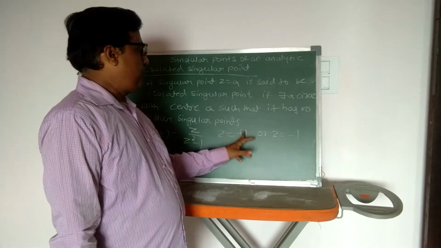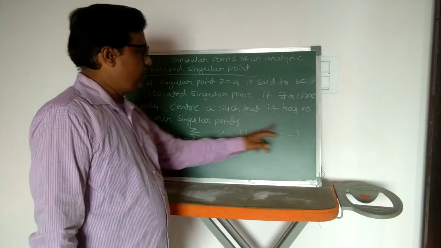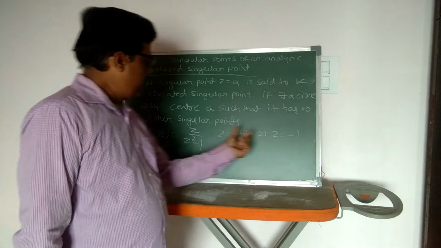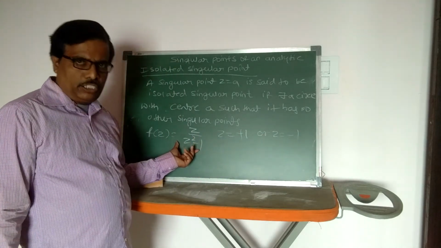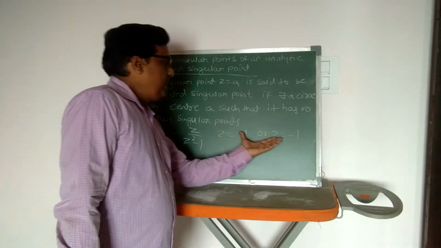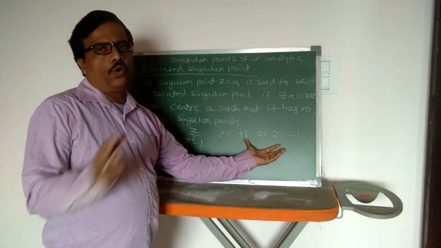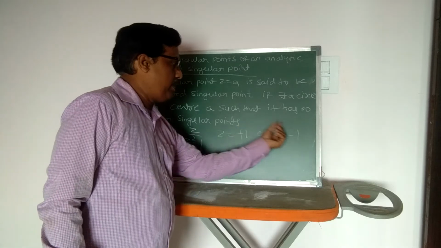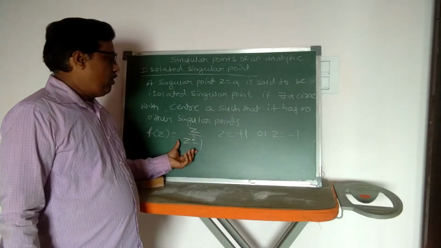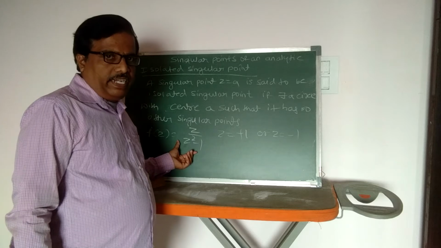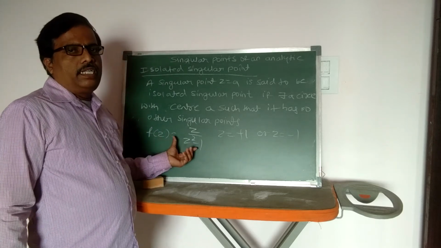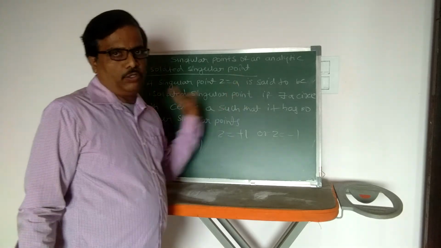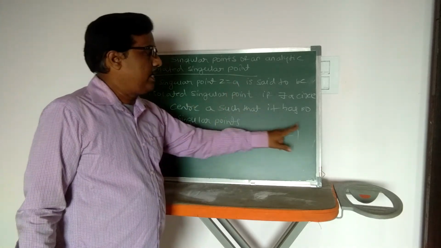So z is equal to plus 1 and minus 1 only for these values, only for z is equal to plus 1 and z is equal to minus 1, this denominator term gets 0. So there are only these singular points and no other singular points. Only for these values of z, plus 1 and minus 1, this f dash of z is going to be infinity, or the derivative of the function does not exist for only these values. So there exist no other points other than 1 and minus 1.